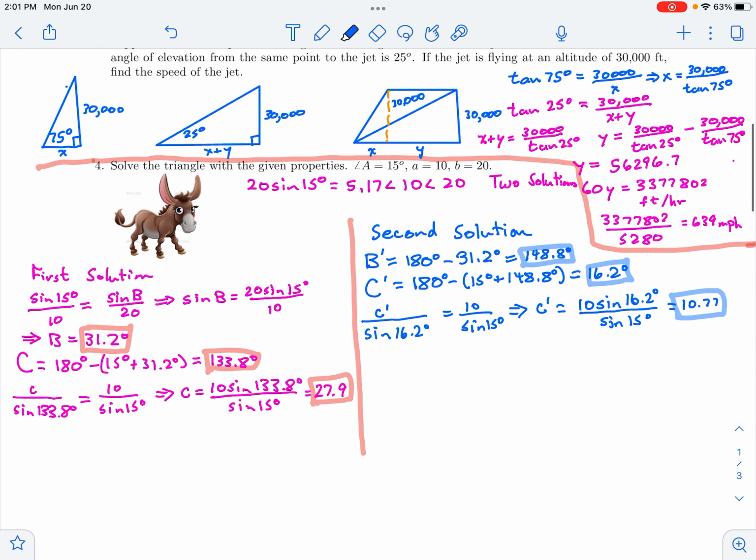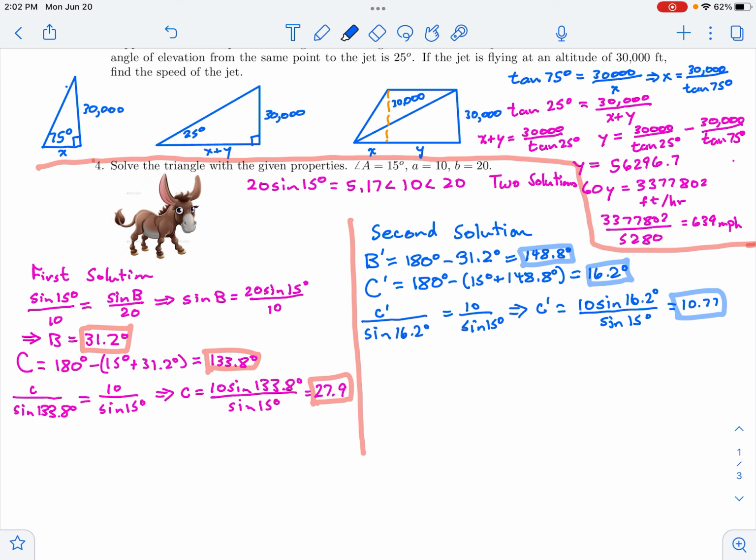Okay, now this next one is an ambiguous case, as is clear by this donkey, right? So we know that there might be no solution, there might be one solution, there might be two solutions. We'll find out soon enough if there's no solution, because we'll get a case where we try to take the inverse sine of something bigger than 1, a number bigger than 1. But there could be two solutions. So here's what you do.